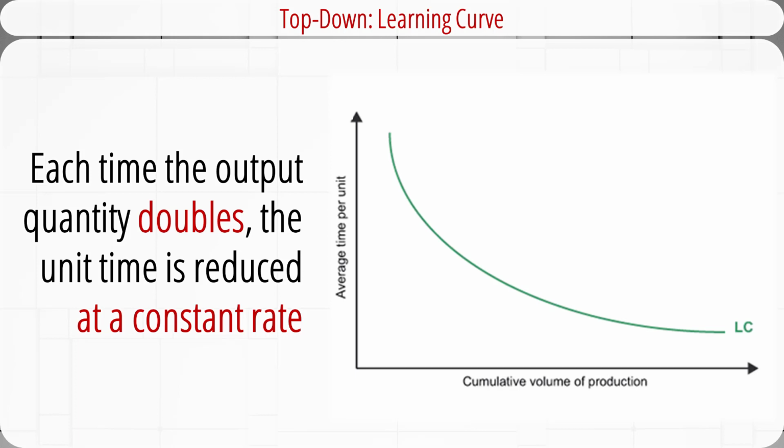This method is used for projects that require the same task or product to be repeated several times. The time to perform a task improves with repetition. This phenomenon is especially true for tasks that are labor-intensive. Each time the output quantity doubles, the unit labor hours are reduced at a constant rate. The keyword here is doubles. The learning rate may vary from 60%, representing a 40% improvement, to 100%, representing no improvement at all.